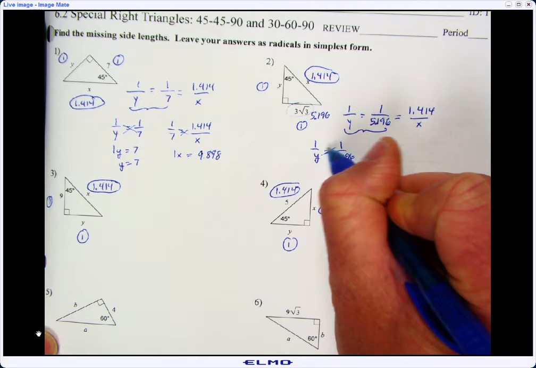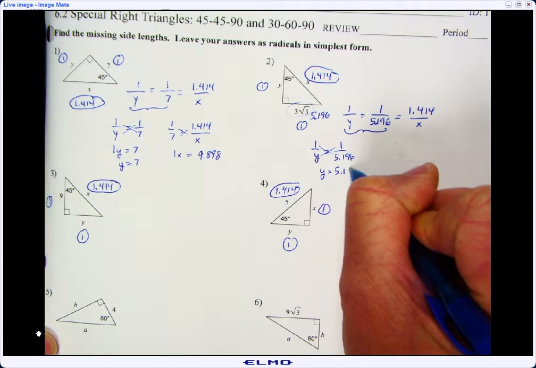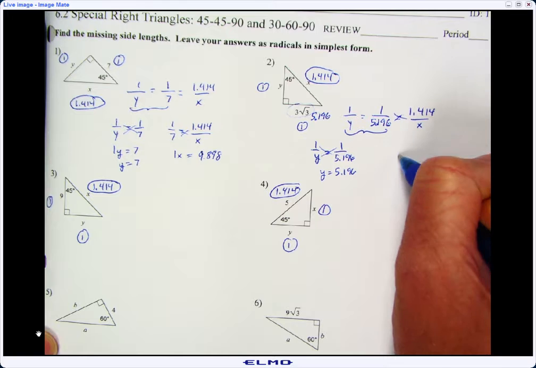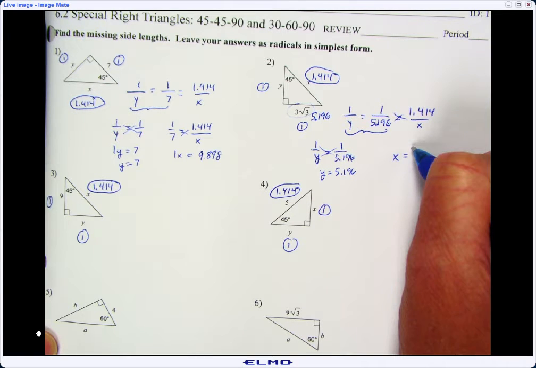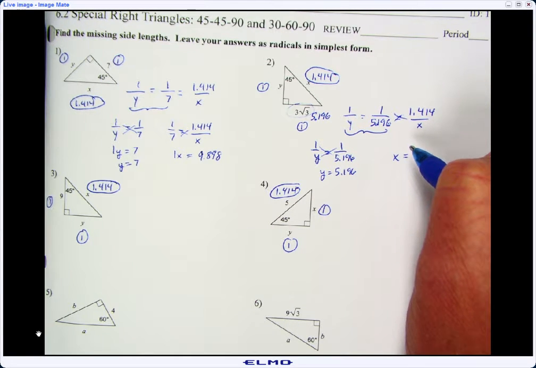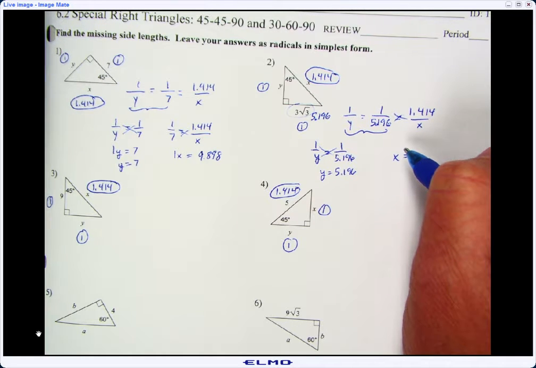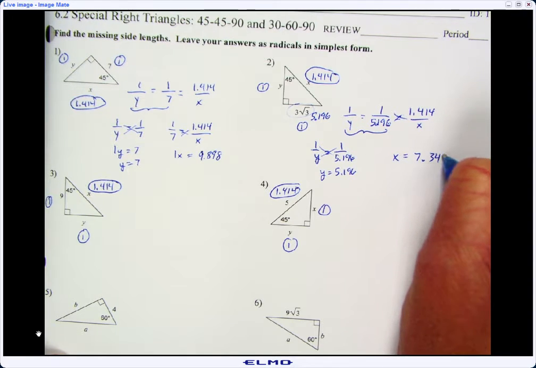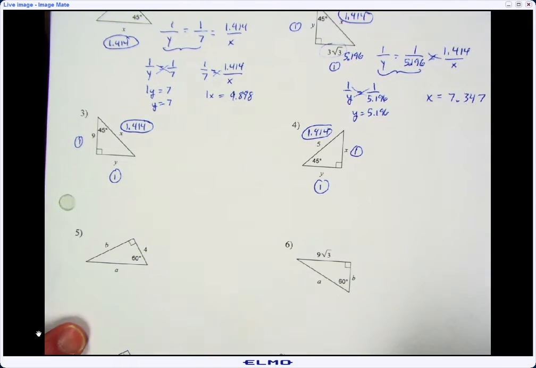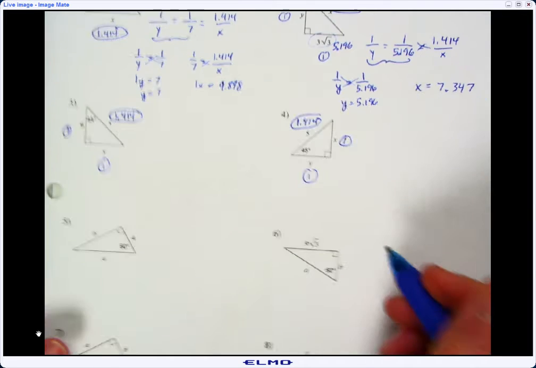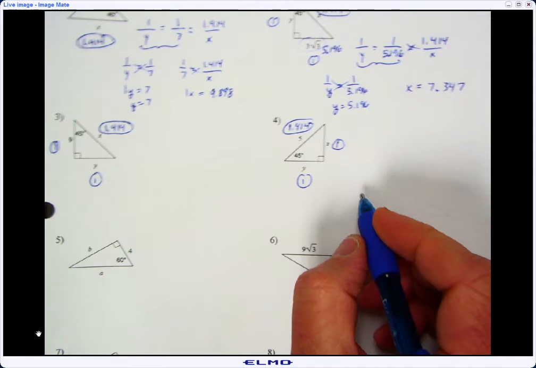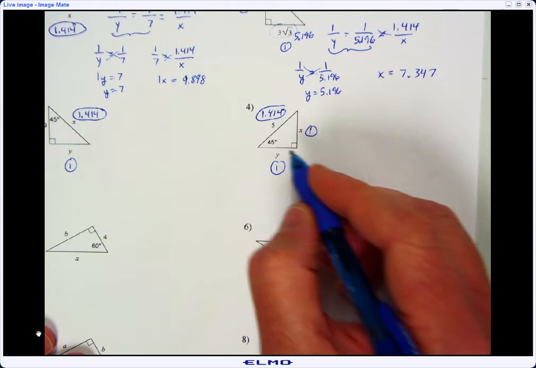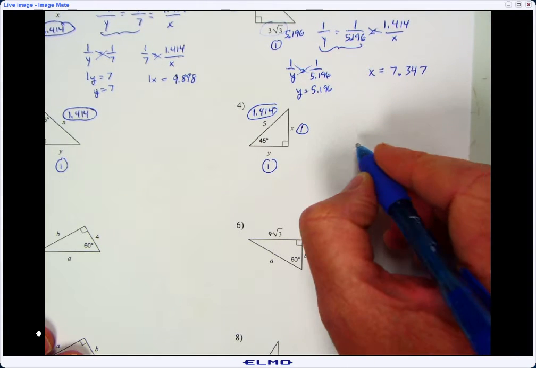So again, you cross multiply, you get y equals 5.196. Second proportion, you get x equals 5.196 times 1.414, which is 7.347. Okay, those are a little straightforward. You can do number 3 the same way. Number 4 is going to look a little different. The proportion is going to be the same, but when you solve, you're going to do something different. So I'm going to set that one up.